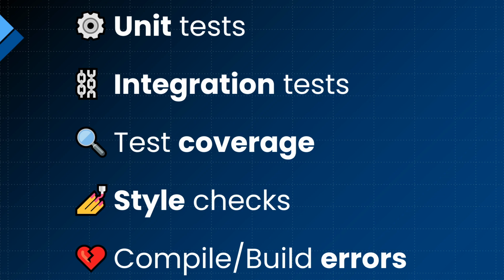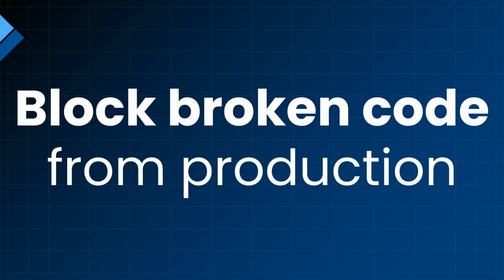The last thing you want is to ship code that literally is broken into production out to the users, right? So that's really the main idea of continuous integration. You want to block broken code from production, and you want to block poor quality code from production too.